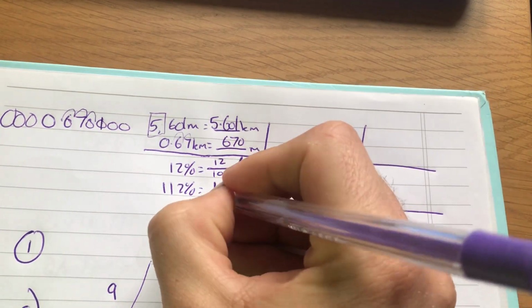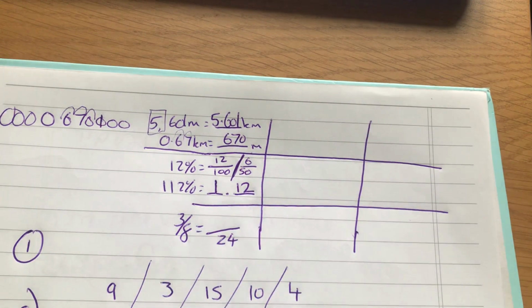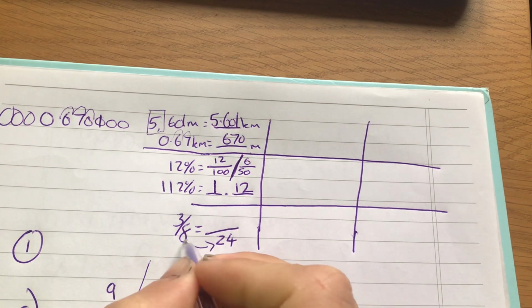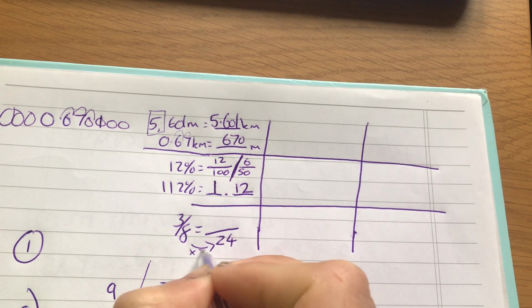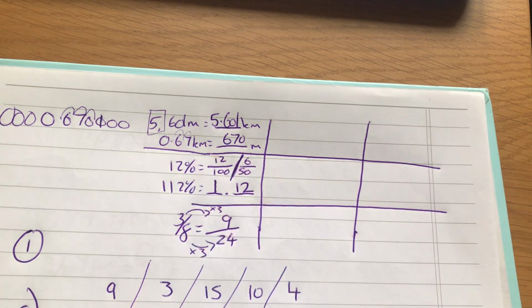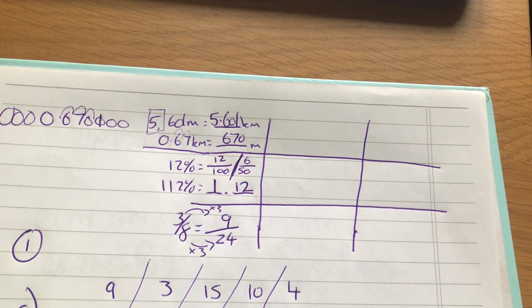112%, well that's 1 whole, 0.12, and 3/8. An equivalent fraction, something 24ths. Well, let's have a look what we've got here. 8, 16, 24. I've times that by 3. So you've got to times the top by 3. 3, 6, 9. 9 24ths. Lovely. I have 4 vertices and 6 edges. What am I?